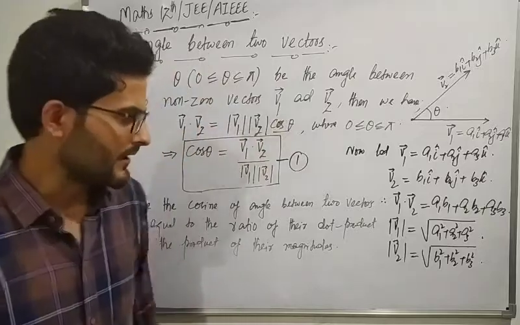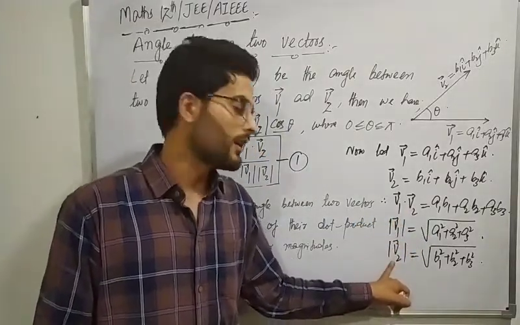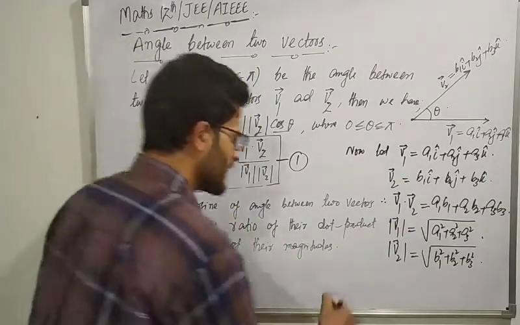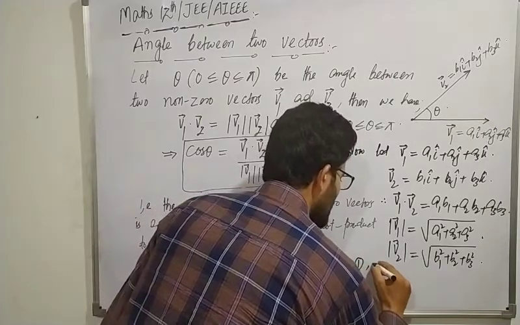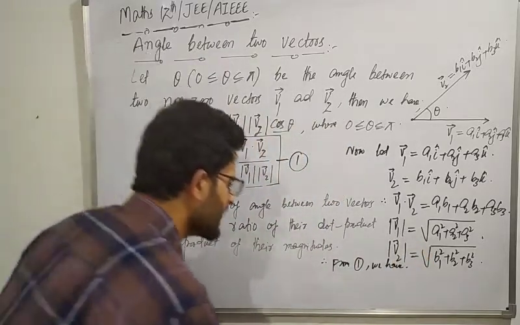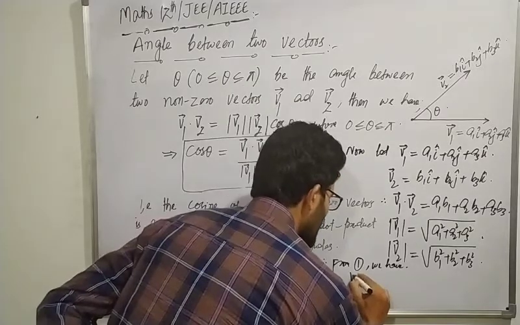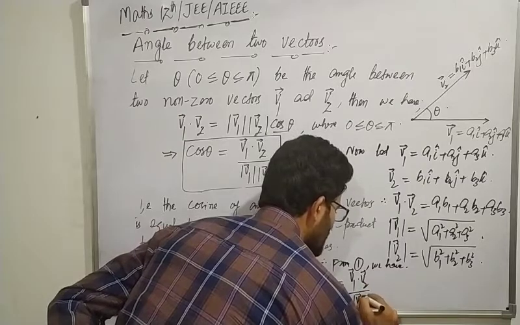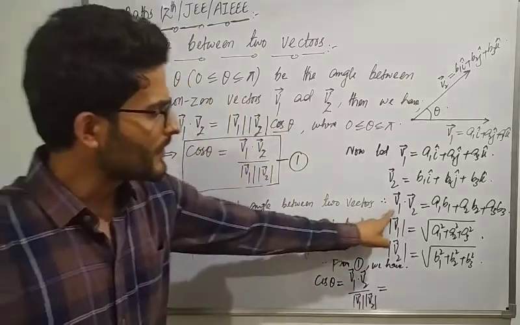Now we have all the three quantities: v1 dot v2, magnitude of v1, magnitude of v2. We will put these three quantities in equation first and we get, from equation first, cos theta is equal to v1 dot v2 divided by magnitude of vector v1 into magnitude of vector v2, and that will come out to be, what is v1 dot v2?